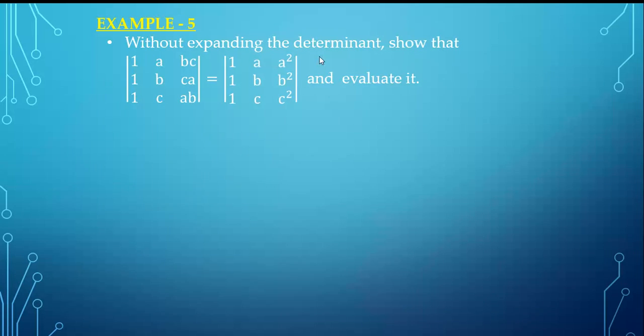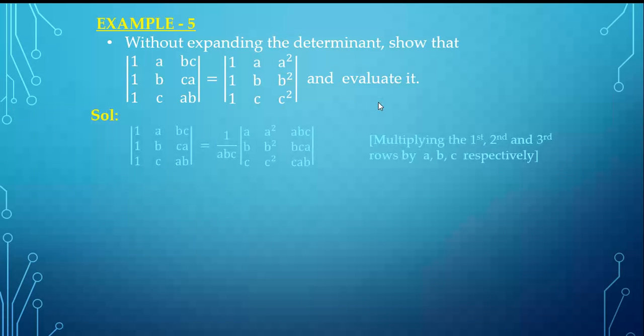Now let's take another example. Here, without expanding, we have to show that this determinant is equivalent to another determinant and evaluate it. Evaluate means we have to find the value of this determinant. First, we use this determinant and show it is equivalent to the other, and after that we calculate its value. So first we have this determinant. Here we need a squared, b squared, c squared, so we multiply R1 by a, R2 by b, and R3 by c, right?